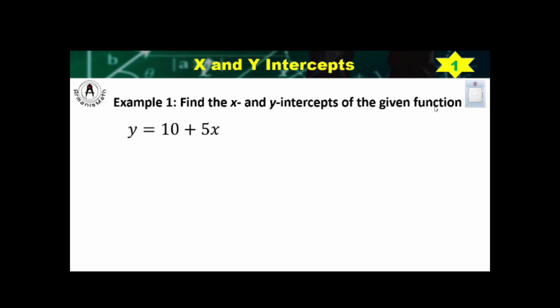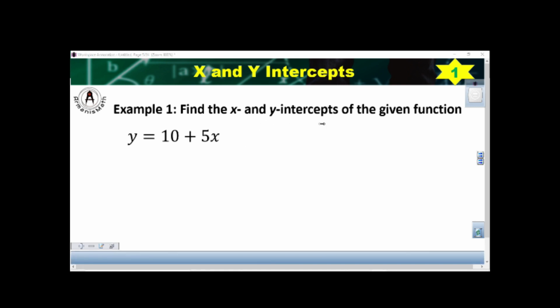I wanted you to try things, so I'm going to do the first example for you. The second, I wanted you actually to pause before you look at the answers and try that yourselves. Okay, so it says here, find the x and y intercepts of the given function, and I have y equals 10 plus 5x.